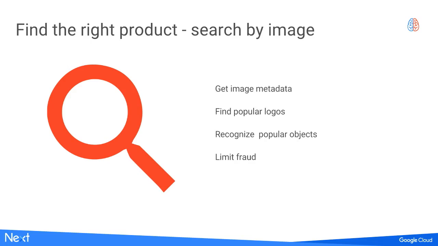So let's first focus on the first one. How do you help find the right product? There are a couple of things, and the scenario that I'm going to focus on is really around searches, search by image.